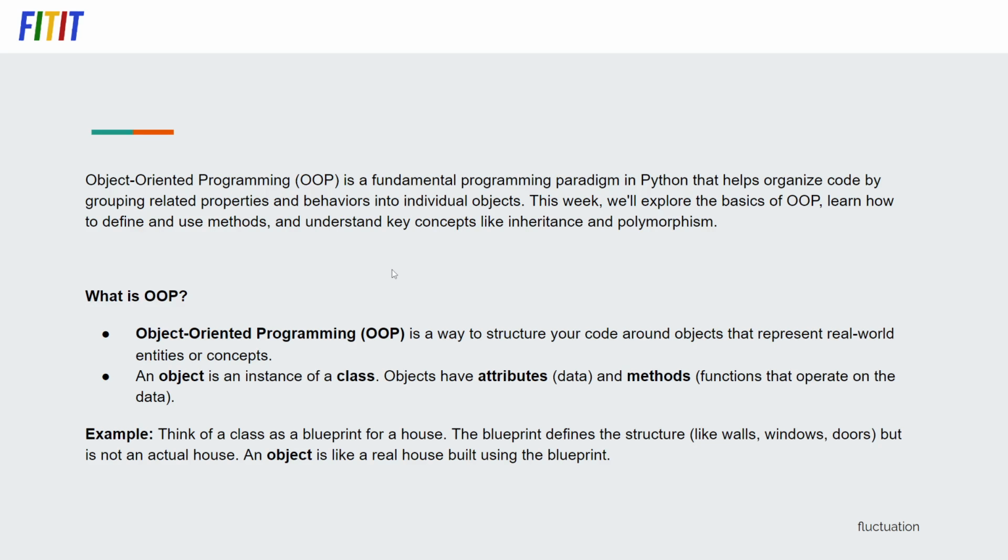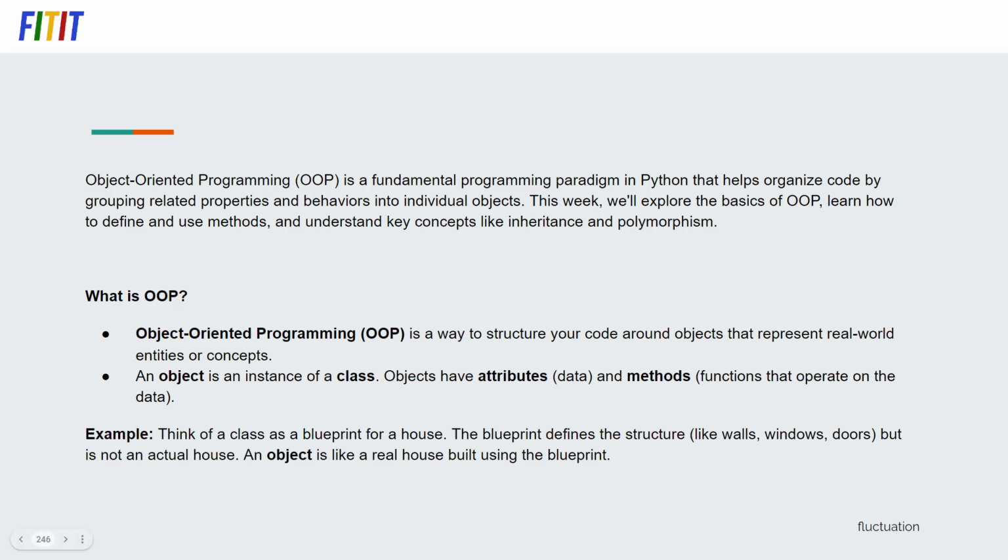Object-Oriented Programming, OOP, is a way to structure your code around objects that represent real-world entities or concepts. An object is an instance of a class. Objects have attributes, data, and methods, functions that operate on the data.